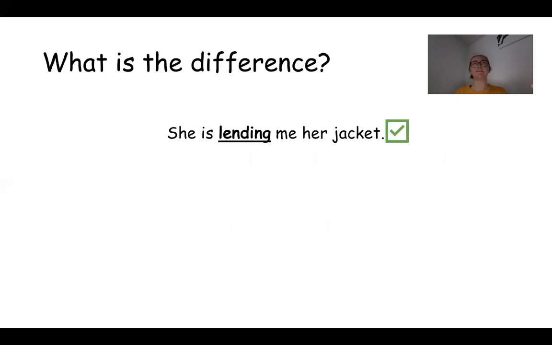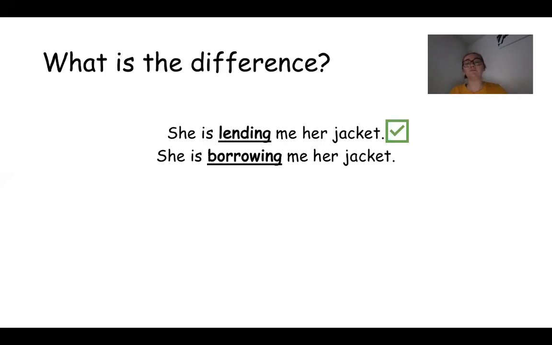She is lending me her jacket. It means that she, whoever she is, my mom, my sister, gave me their jacket to wear. That's what lending is. She is lending me her jacket. She is borrowing me her jacket. That one is incorrect just because of this part right here that says me, you don't want to use that in English.